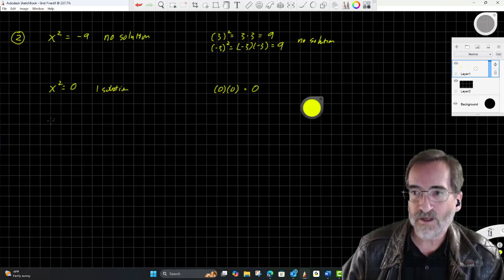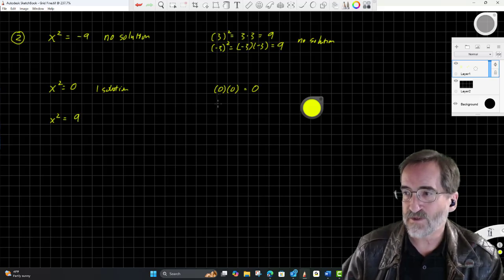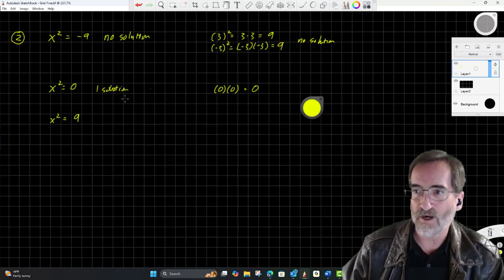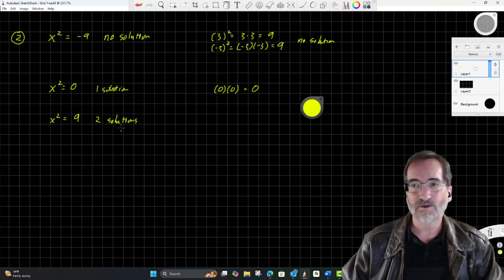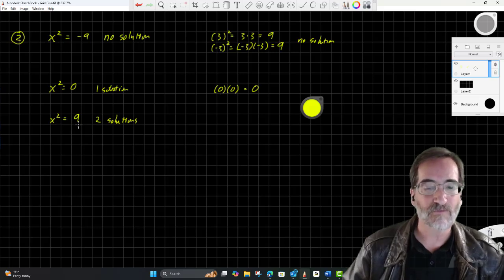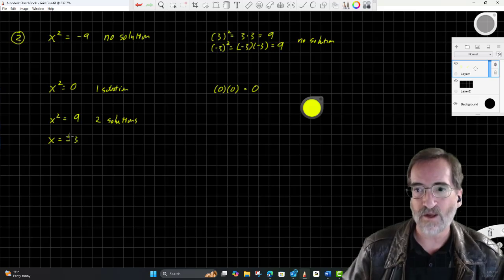If the right side is positive, as in the case of +9, then we can, as we see, have -3 or +3 squared equaling 9. There are two solutions. There are two solutions if the squared equals a positive number. And we would say x equals plus or minus 3, positive or -3.